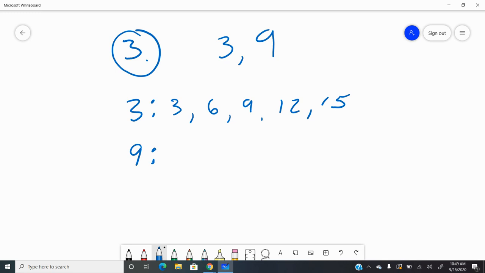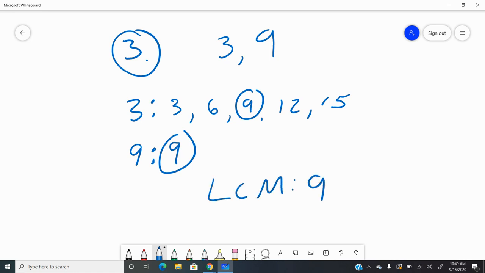So let's see. Let's do the multiples of 9. Oh, look at that. We already have a multiple because 9 times 1 is 9. So we have a match. So our LCM for number 3 should be 9. Write that down in your big book, even if you're doing work on a separate sheet of paper, because otherwise I won't know that you're actually doing anything.